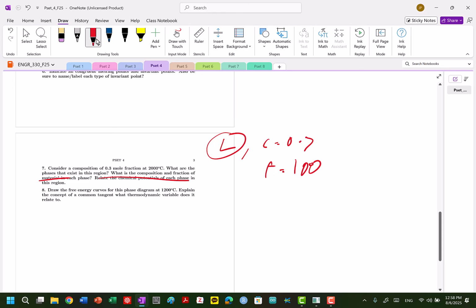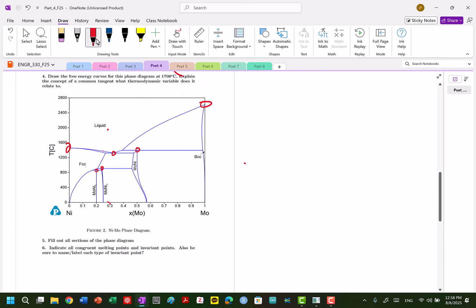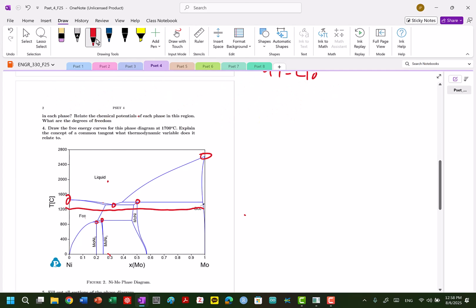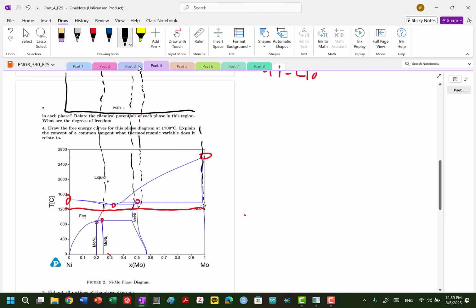Great. Free energy curves at 1200. Okay, here we go. This one's a little bit more challenging, but we can do it. So actually, I'm going to kind of draw it out here. So let's go ahead and we'll draw it right up here. So remember, every time we see a dash, we just draw it up. Then we draw it up here. Another dash here, just to exaggerate it a bit. And then finally, we're just going to assume that it's all this last phase.